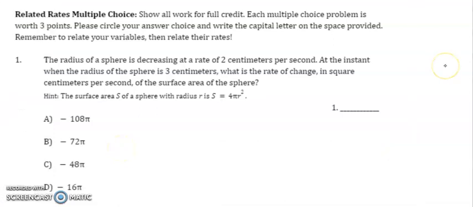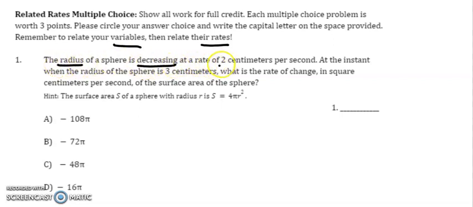All right, going over our related rates problems, we have variables that we first need to relate, and then we take the derivative with respect to time so we can relate their rates. That's what our directions say, right? Relate your variables, then relate their rates.